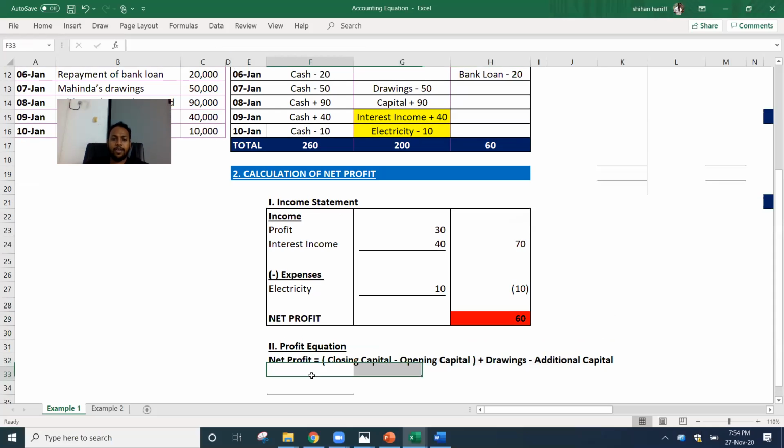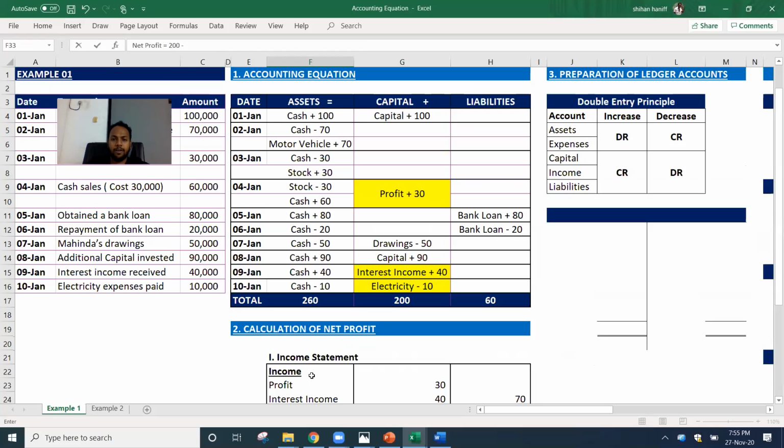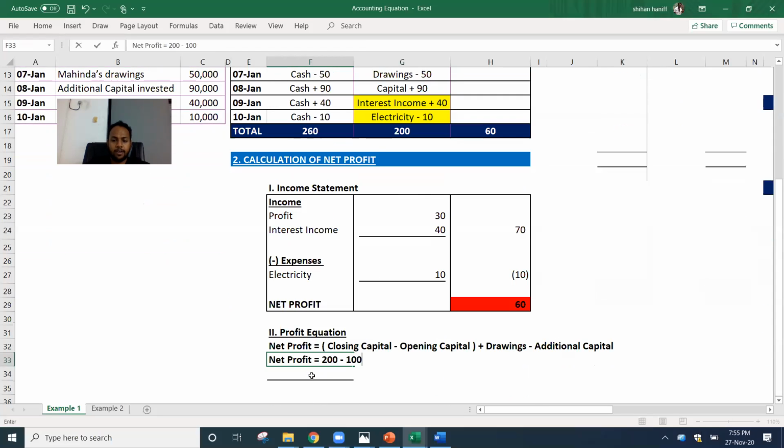Okay, so if we take the net profit equals closing capital, which was 200, minus opening capital, which was 100, plus drawings, which is 50, minus additional capital, which is 90. So if you substitute all these values, you will get the answer as 60. So there are two methods to calculate the net profit.